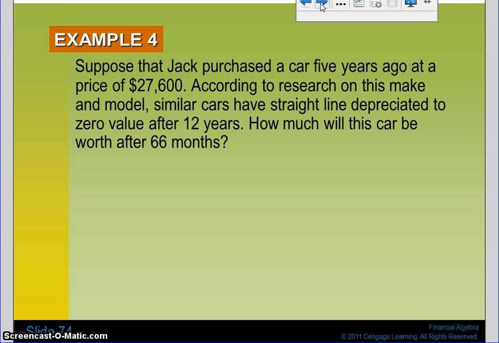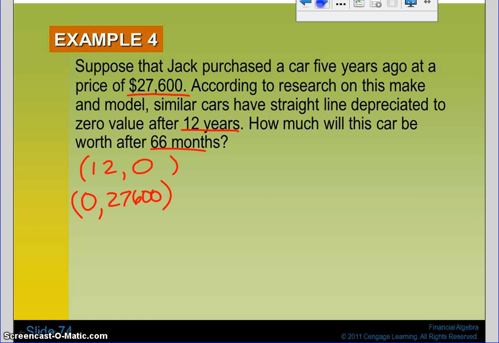Example 4. Suppose that Jack had purchased a car 5 years ago at a price of $27,600. According to research, this make and model, similar cars have straight line depreciated after 12 years. How much will his car be worth in 66 months? So now we're taking all of that we've learned, putting it together, and then we're going to start plugging in values. I know that my intercepts are (12, 0) because it depreciates to 0 after 12 years, and we know its new car value was $27,600.